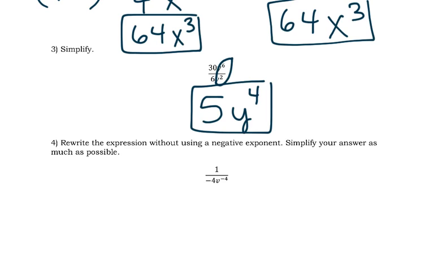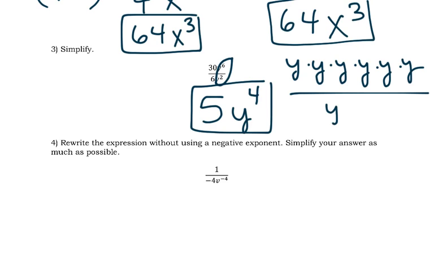And again, if you want to write it out the long way, y to the 6 is the same thing as 6 y's, and when you're dividing, you're dividing by 2 y's. You can see that those y's cancel, and we are left with 4 y's, which is why we have that 4 there.